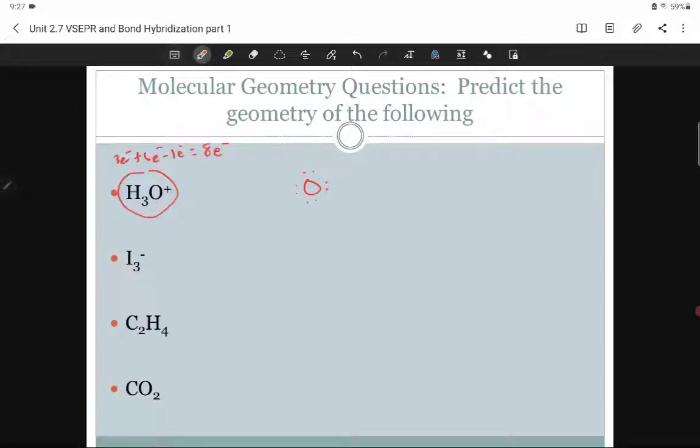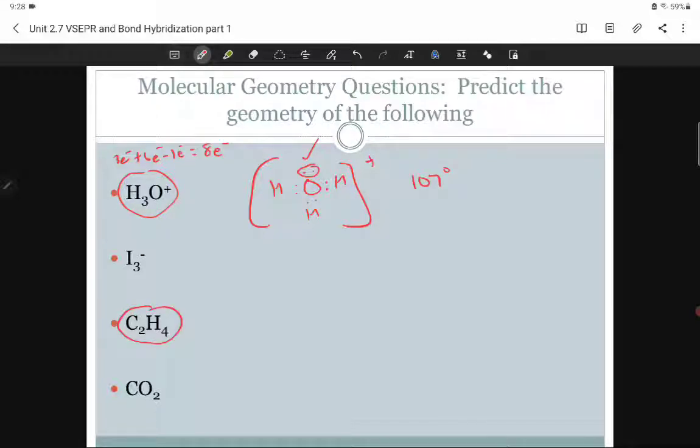So there's my 8 electrons. There's a hydrogen, and there's a hydrogen. Brackets, remember? So it's in the family of tetrahedral because it has 4 sets of electrons coming off the central atom, 4 domains, but one is unbonded. So it's going to give you a trigonal pyramidal and somewhere in the ballpark of 107.